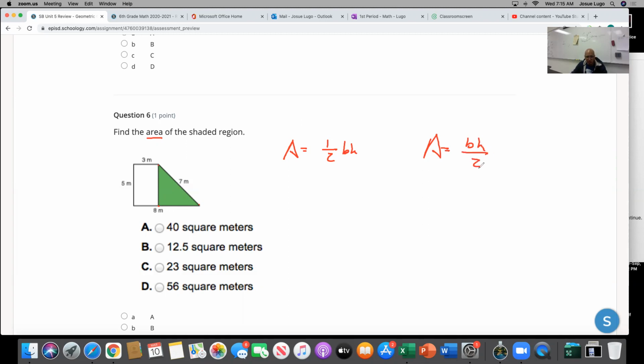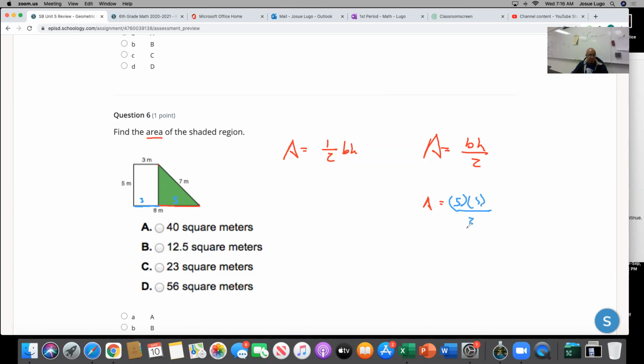So let's use this one over here. My area is going to be whatever the base is. The base of this shaded region is going to be from here to here, which is not 8. I have to take away this, because the whole thing is 8, and I take away this small portion right here, which is 3. So 8 minus 3, making this 5. All right, so that's my base, 5, times the height, which is also 5.